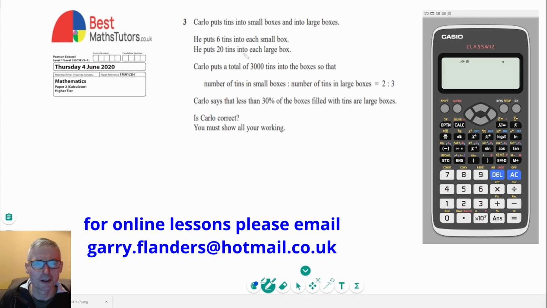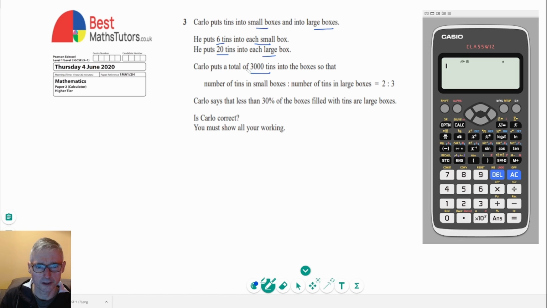This is a question involving ratio and also percentages. And so we're on question 3 now. And it says that Carlo's putting tins into either small boxes or large boxes. It says that each small box can have 6 tins and each large box can have 20 tins. And he's putting a total of 3,000 tins into the boxes. So we're splitting the 3,000, which are either going into the small boxes or the large boxes.